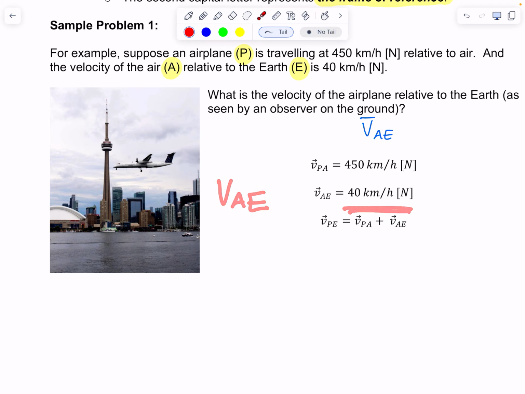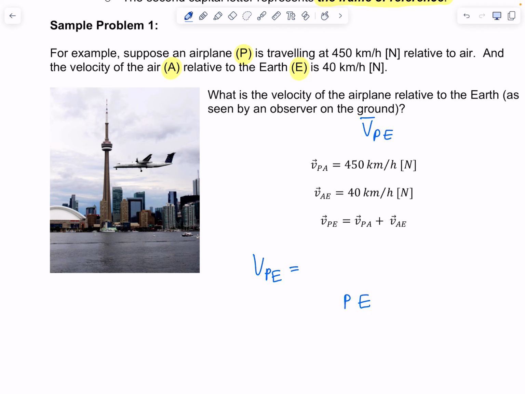So what I want to find is the velocity of the plane, and I'm going to use the letter P for plane so it doesn't get mixed up with air. The velocity of the plane relative to the Earth. Now I want you to see this for a moment. This is what I want to find, the velocity of the plane relative to the Earth. I am going to spread these apart.